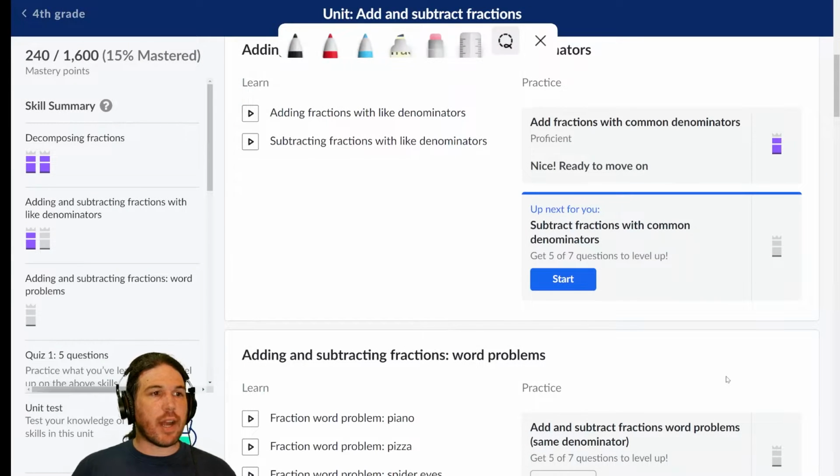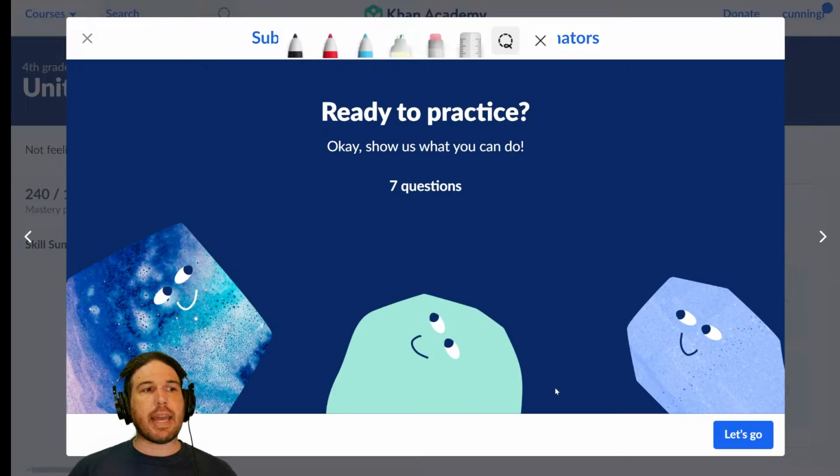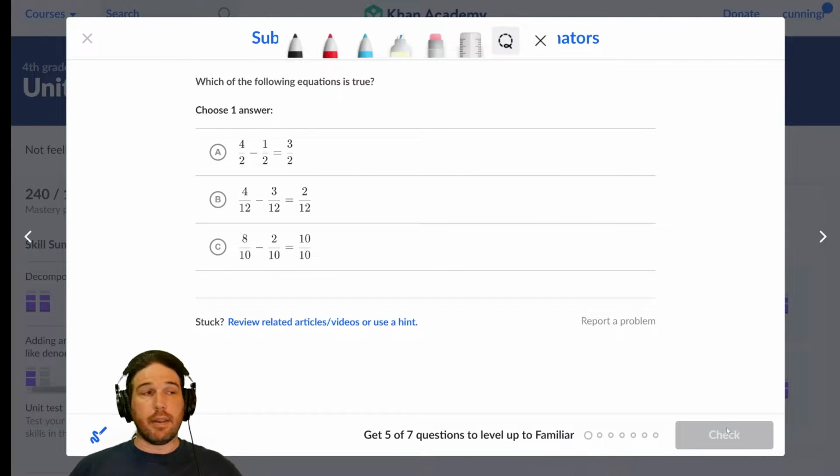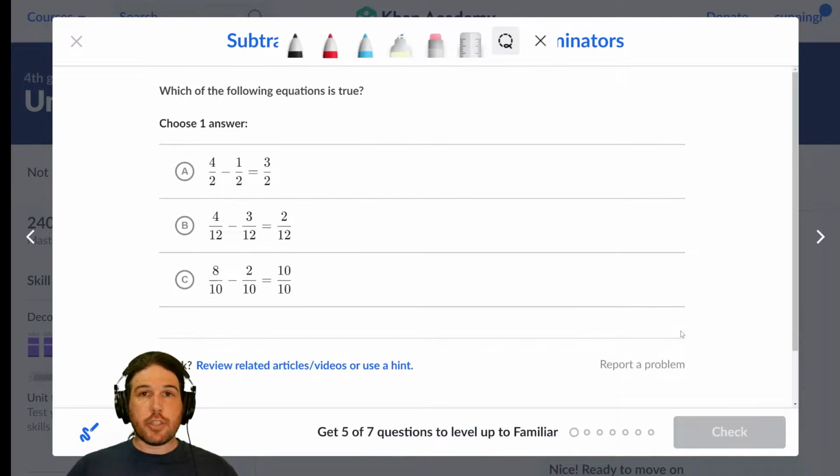Okay, up next we've got subtract fractions with common denominators. And again, as I will say many times in this stream, this is no different from the subtraction that we did back in first and second grade. And in fact, it's easier than a lot of the subtraction we've been doing in the third and fourth grade curriculum. A lot of math is just the exact same thing you already learned, just repackaged.